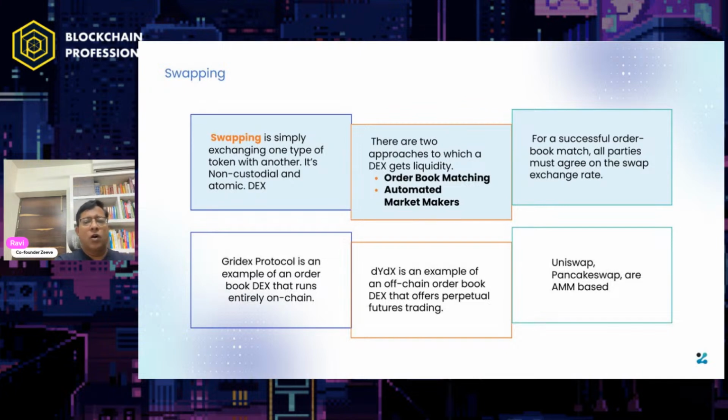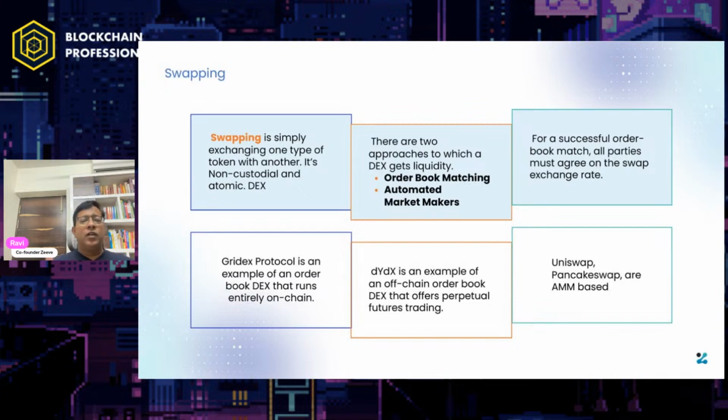The challenge with order book matching is that it's not 24/7, because it may be possible that you want to buy something, but there's no seller at that point of time, or there is a seller, but you're not able to achieve a price point where you both agree to execute the transaction. There are a few platforms, like Gridex, which is running an order book based decentralized exchange entirely on chain, and dYdX is an example of an off-chain order book DEX.